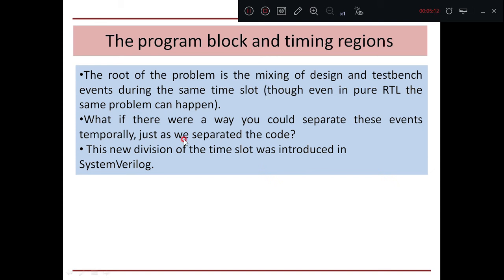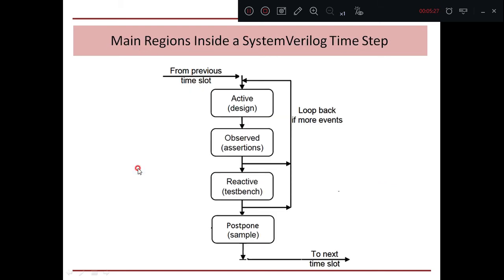What if there were a way you could separate these events temporally, just as we separated the code? This new division of the time slot is introduced into SystemVerilog. Now, what is that time division? There are many regions inside the SystemVerilog time step. Which are those regions? Active region, observed region, reactive region, and the postponed region.